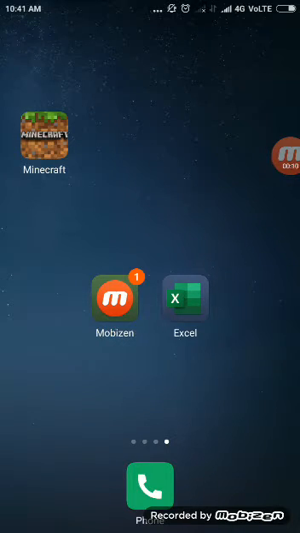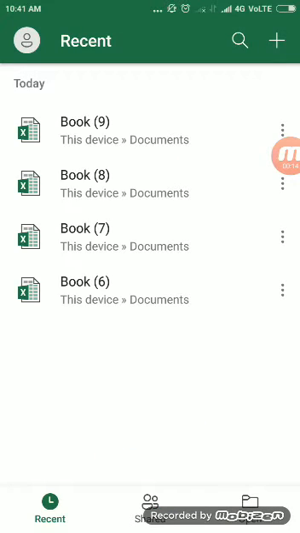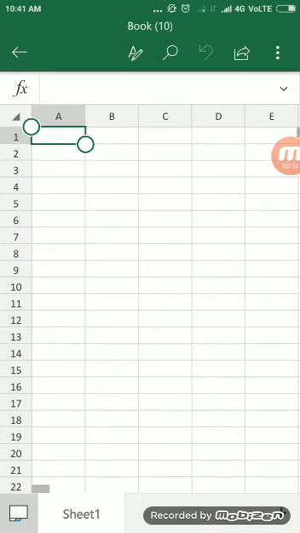Today's topic is to cover basic calculations using Excel. So let's get started. I'm opening my Excel and then you have to choose a blank workbook. You have to add some digits to it.